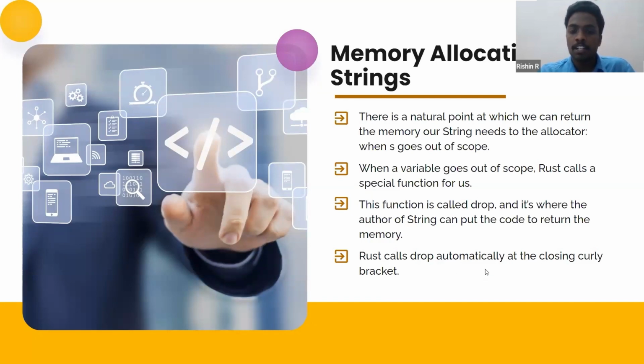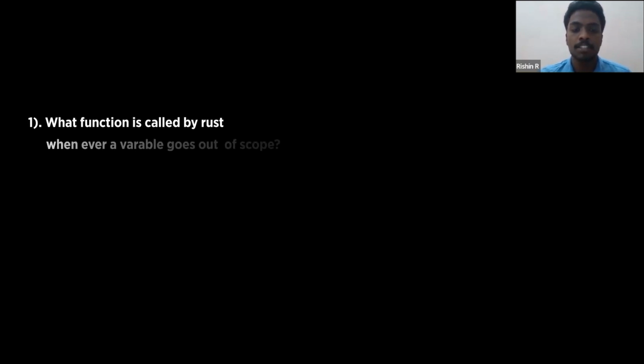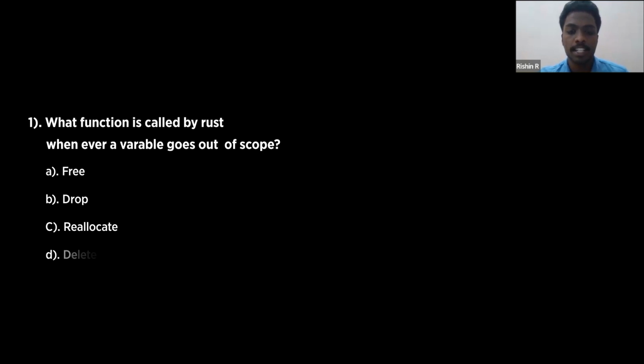And so Rust calls drop automatically when a particular string goes out of scope. After the function has been called and its call has been completed, any variable that is present inside the function which is not returned back to the main function will be dropped. So the first question is, what function is called by Rust whenever a variable goes out of scope? The options are free, drop, deallocate, delete.